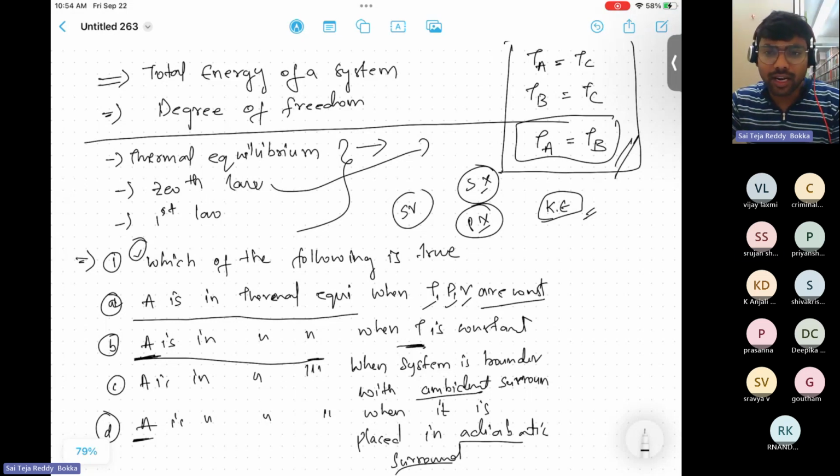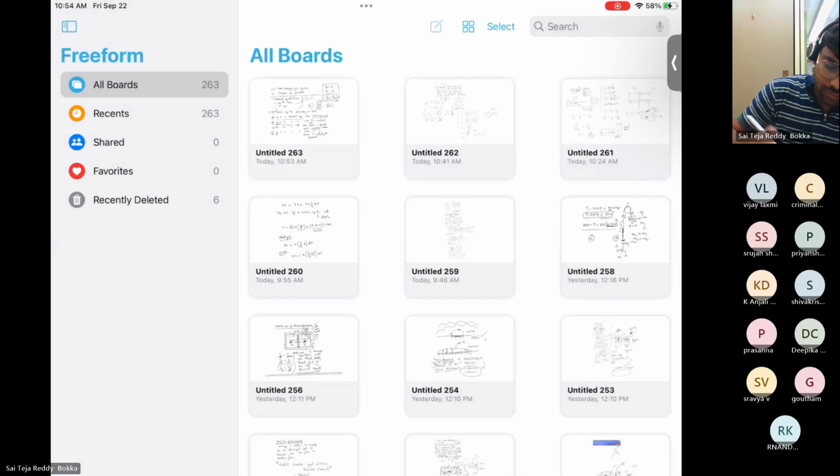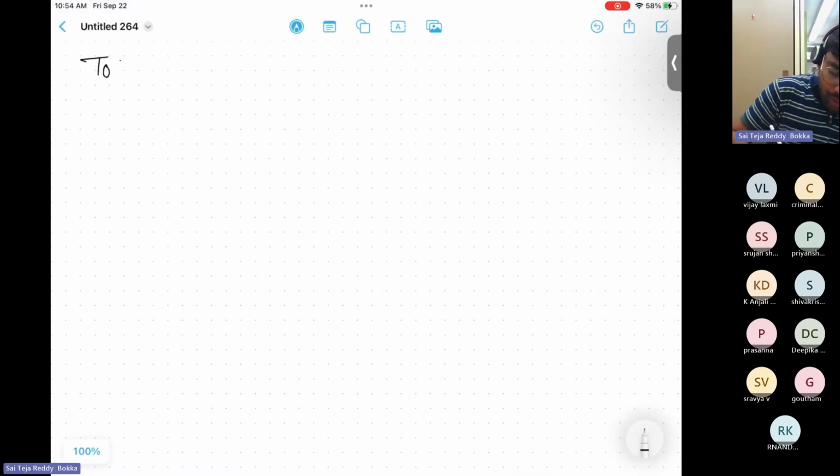The kinetic energy of a molecule means it vibrates completely along every axis. So now today's topic is the total energy of the system.